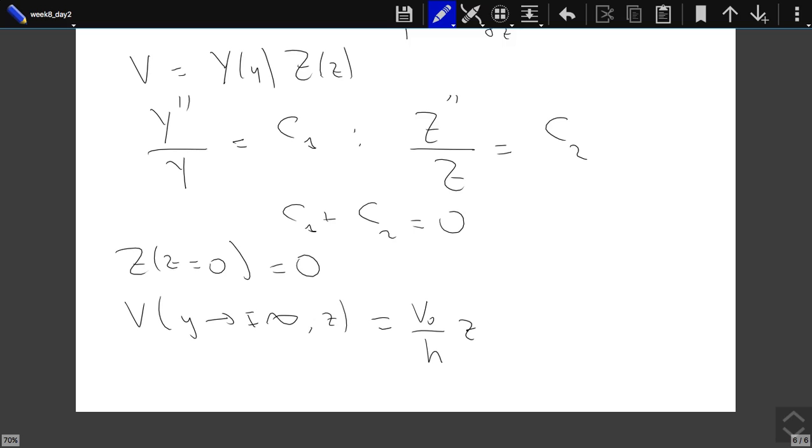So the electric field should be vertical and constant, so the potential should be linear. At the lower plate, z equal to 0, it should be 0. At z equal to h, it should be V0. So if I'm very far away, this should be the form of my potential. Now I will do a trick, rather than continuing with the separation of variables.